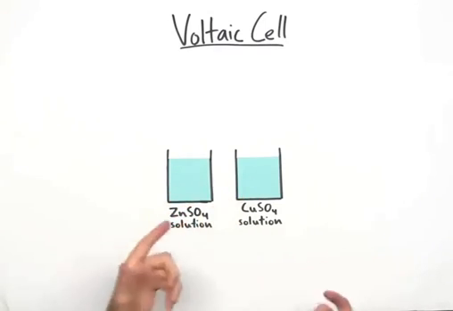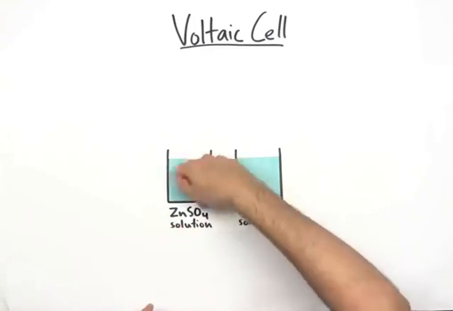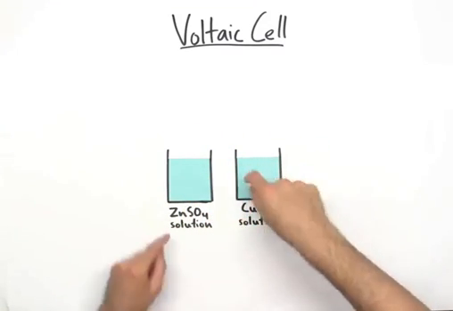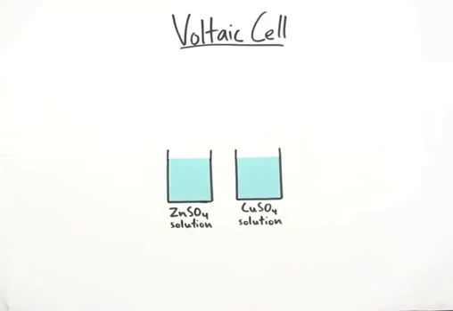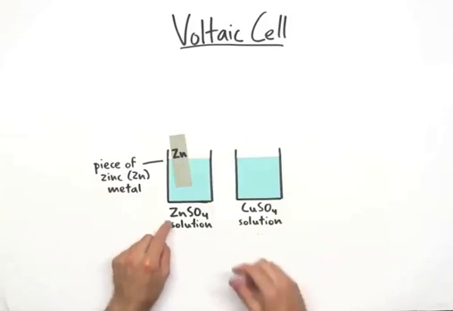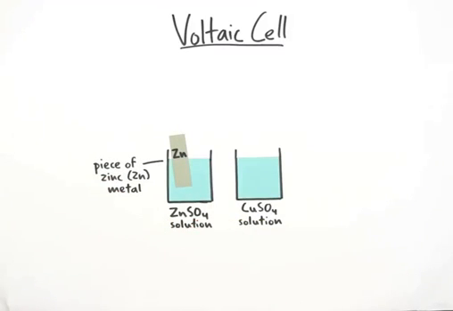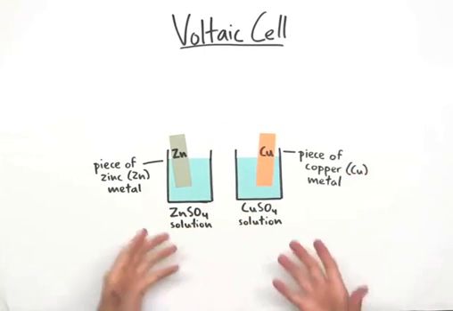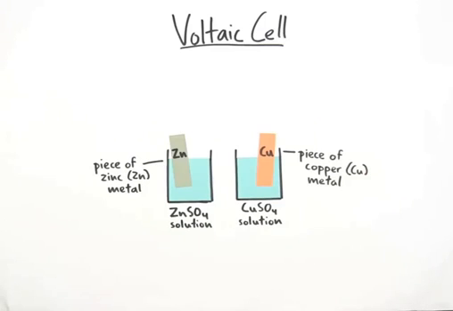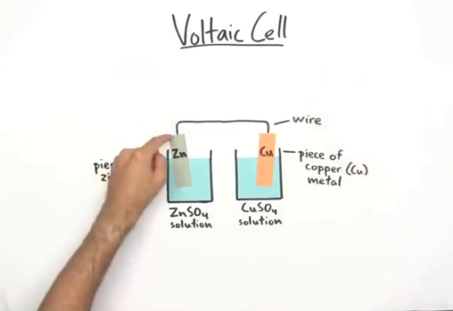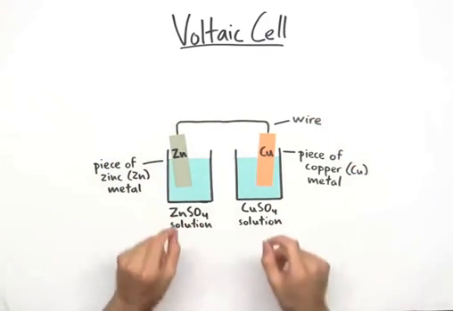First, we start with two beakers or containers of water. And into one of them, we dissolve some zinc sulfate to make a solution. And then into the other, we dissolve some copper sulfate and make a solution with that. So we got these two solutions. Then we take a piece of zinc metal, like this one right here, and put that in the zinc sulfate solution. And then over here, we take a piece of copper metal and we put that in the copper sulfate solution. The next thing we do is we take a metal wire, and we use that to connect the two pieces of metal together.